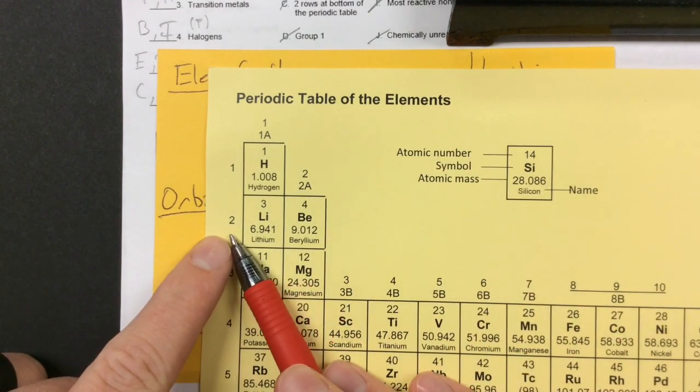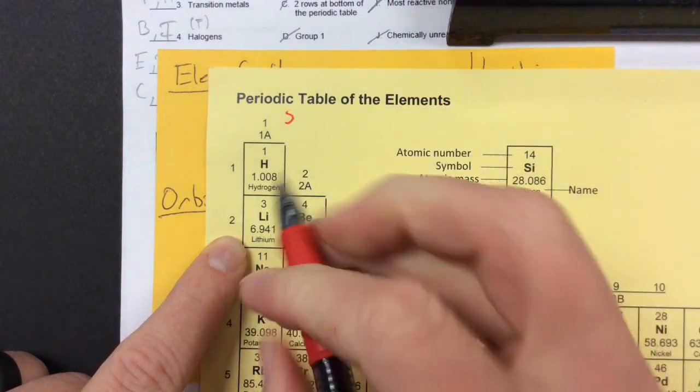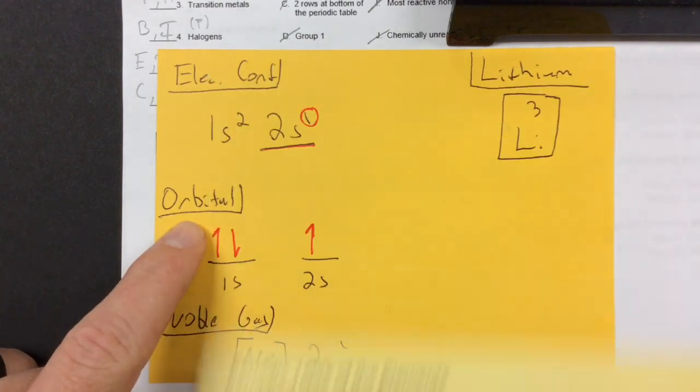And so here we have the second row, so it's going to be the 2, and this is the s orbital room, and there's only 1 electron in the s orbital room, which is where we get 2s1.